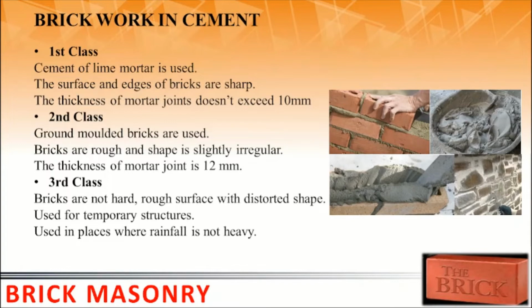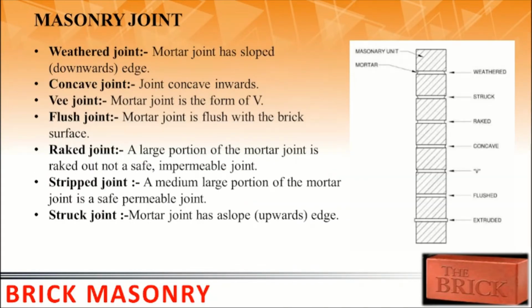Now the masonry joints. As you can see in the image over here, there are n numbers of joints shown over there: the weathered, the struck, the ragged, the concave, the V, the flushed and the extruded.